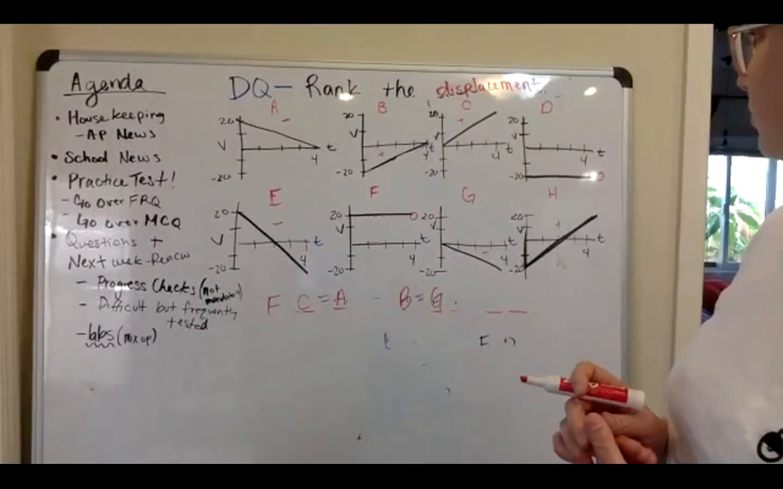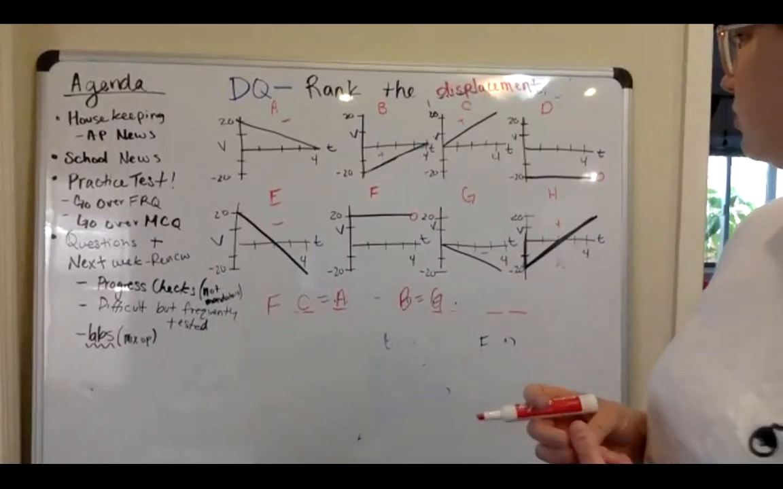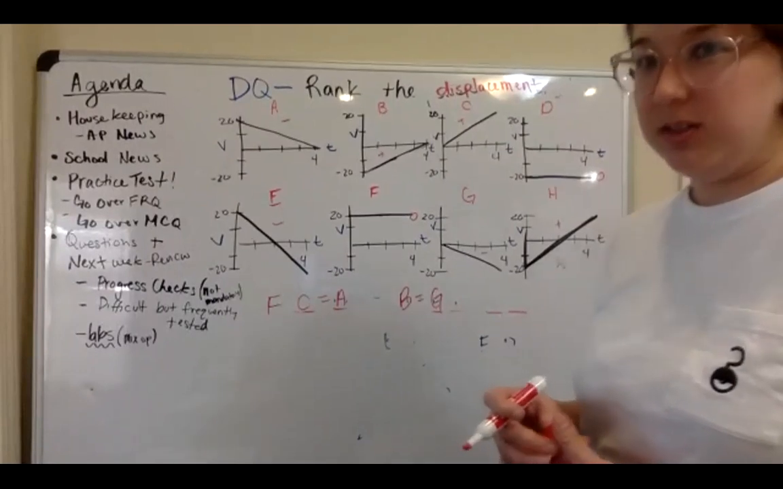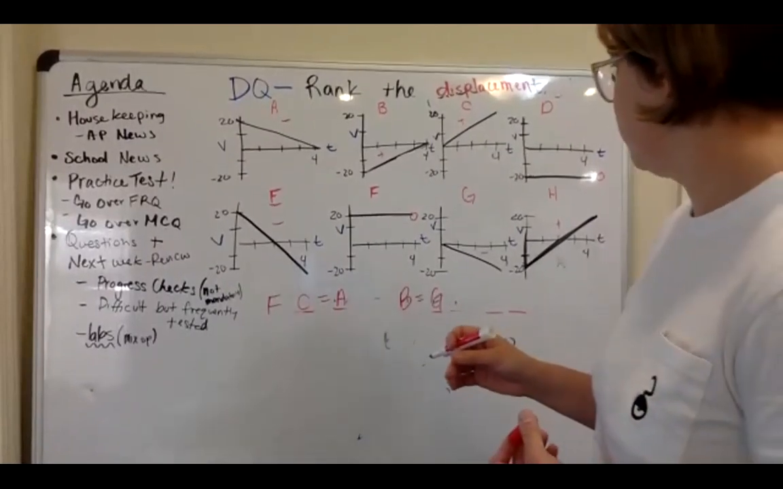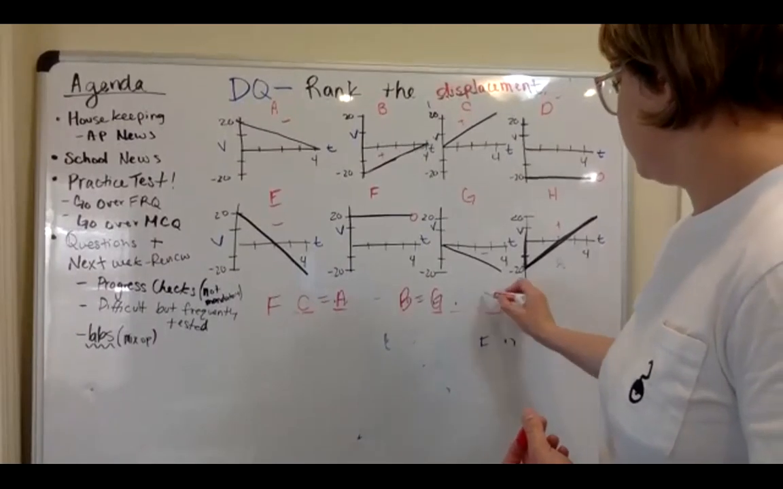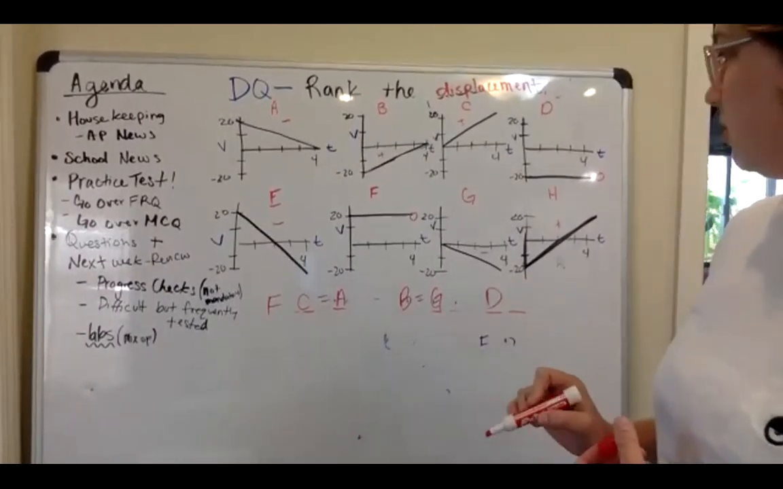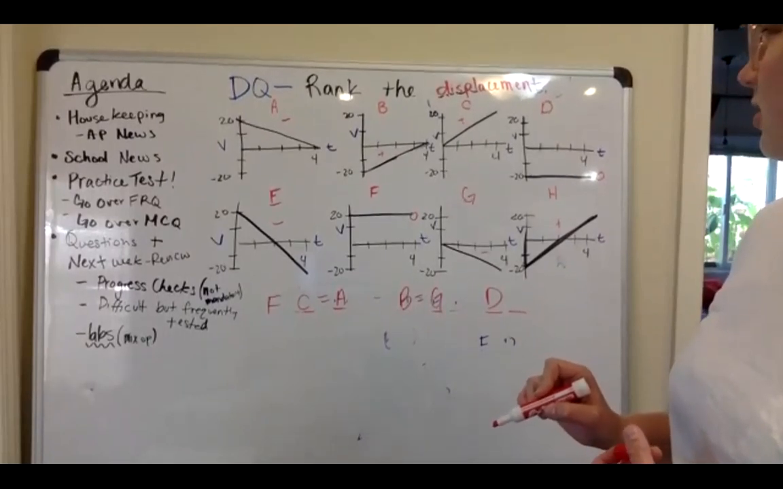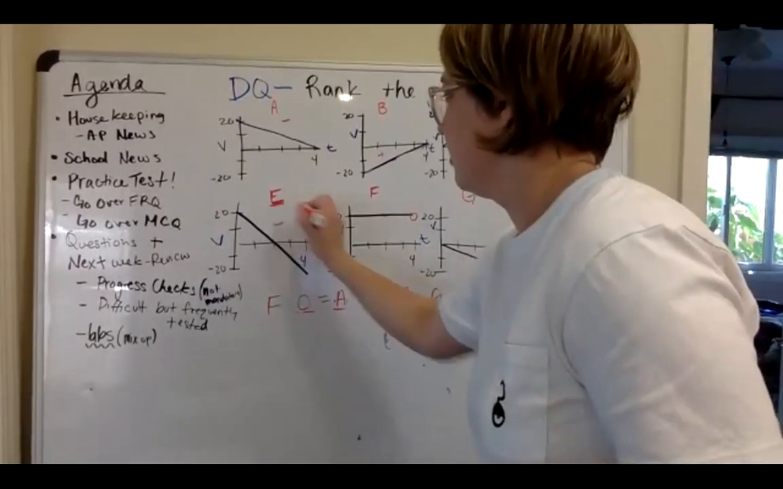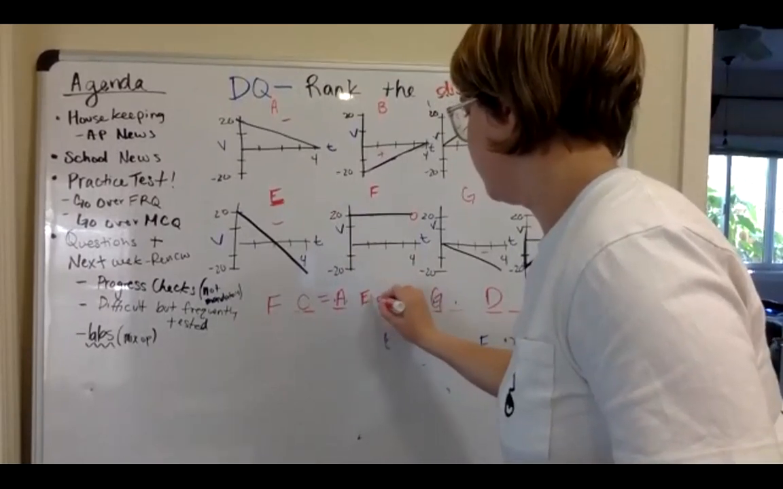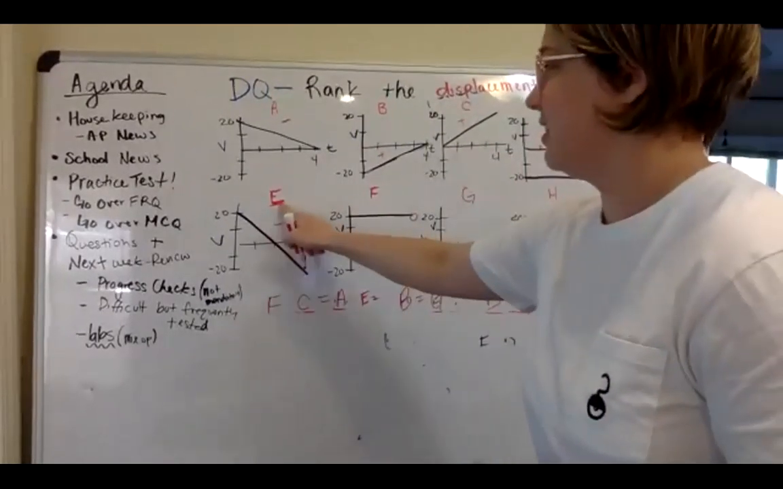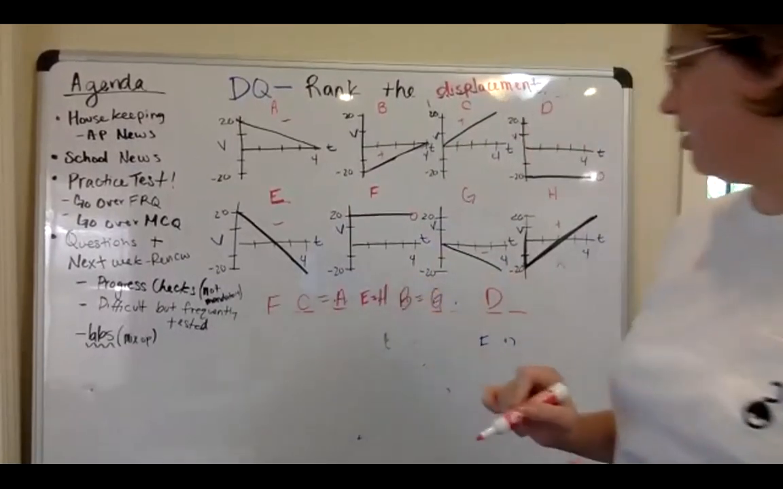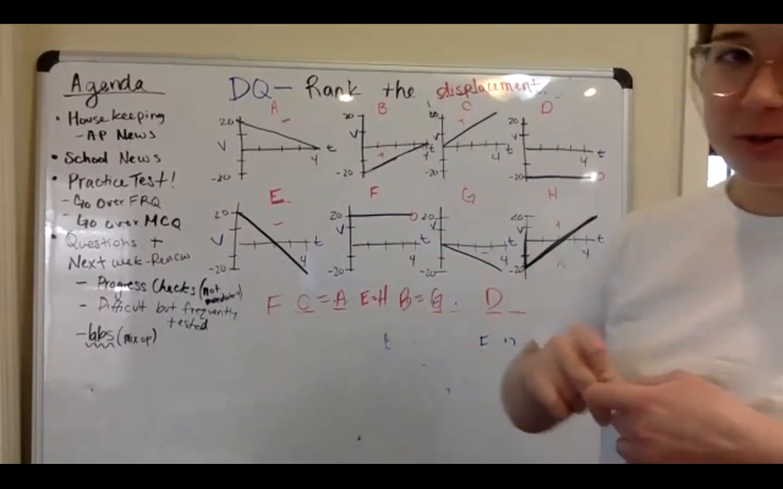What about the ones that have 0? They just come before the negative. So D would be negative, so that would be the last one. E would equal 0, and then H would equal 0. So E equals H. All right, we okay with this order?